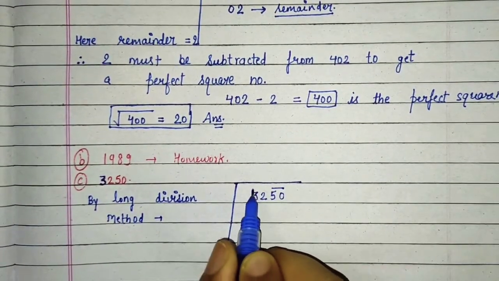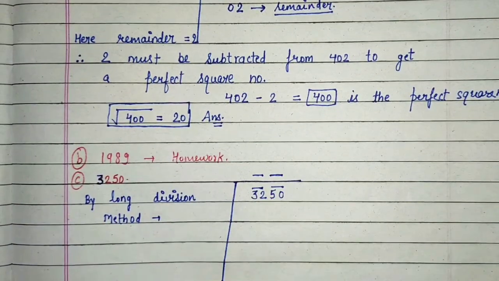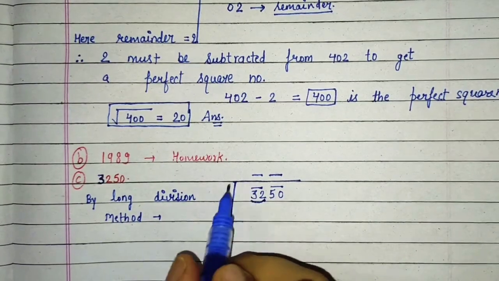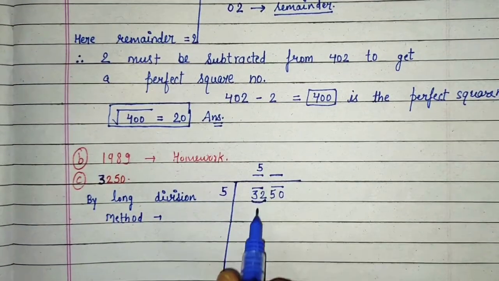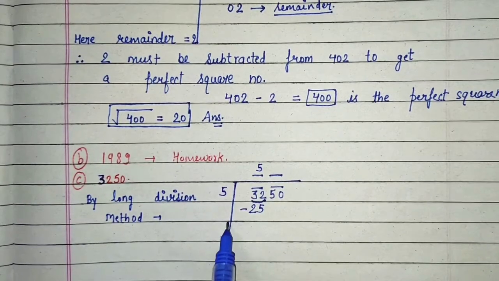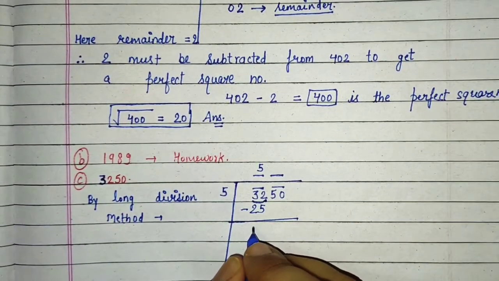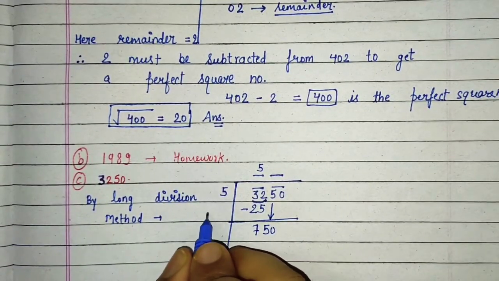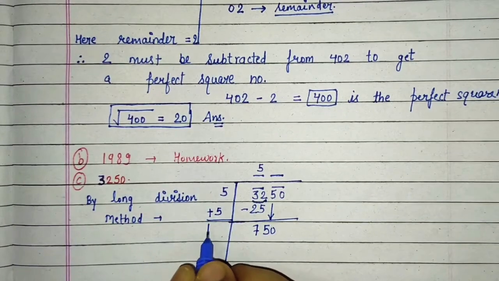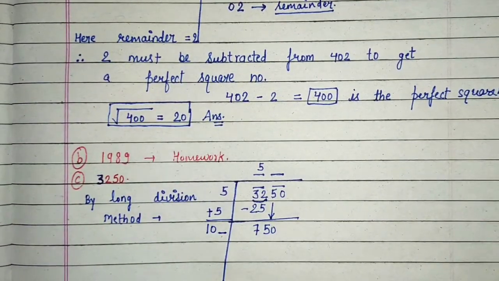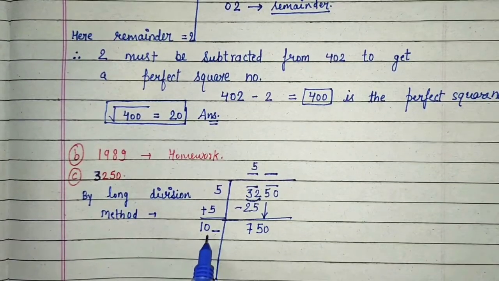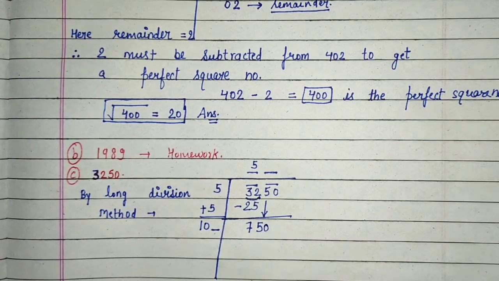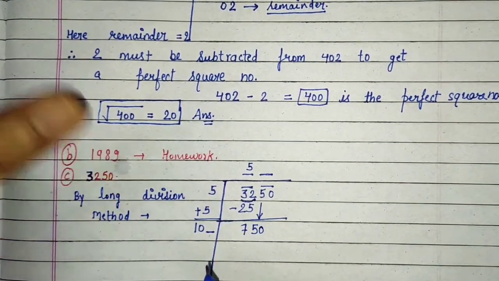3250. First thing, make the pairs. There are two pairs, so 2 digits in the answer. First is 32, so 5 square is 25, because 6 square is greater than 32. So that is the first digit. After that, subtract to get 7, bring down this pair, 750. Add the same number, 5 and 5, 10. After that put a blank here. Now we have to choose this digit with the help of multiplication with the same number.